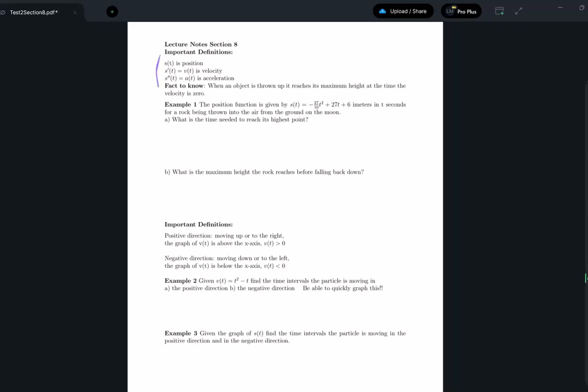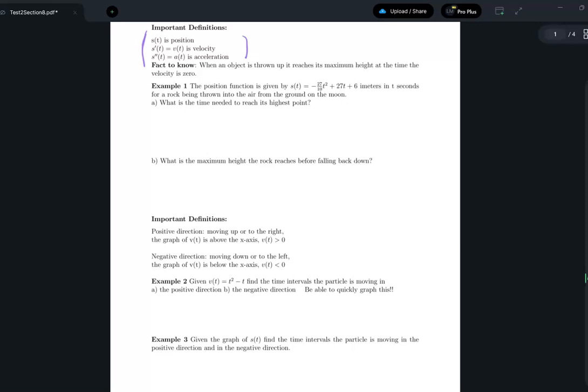We've been playing with these definitions. Now we're just going to do some application kind of problems. So here we go. Here's S of t. This is the position in meters, sorry, typo there, in meters in t seconds. If it's being thrown up into the air and coming down to the moon, what time is needed to reach its highest point?